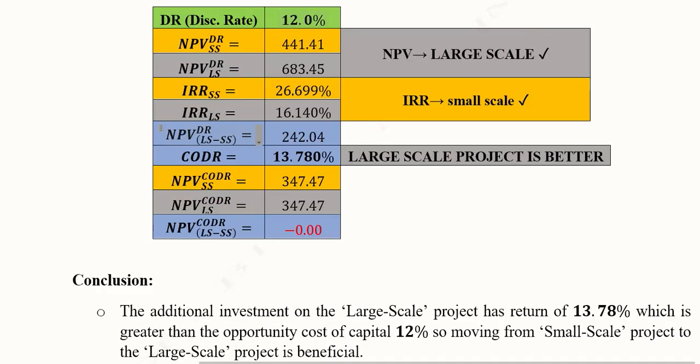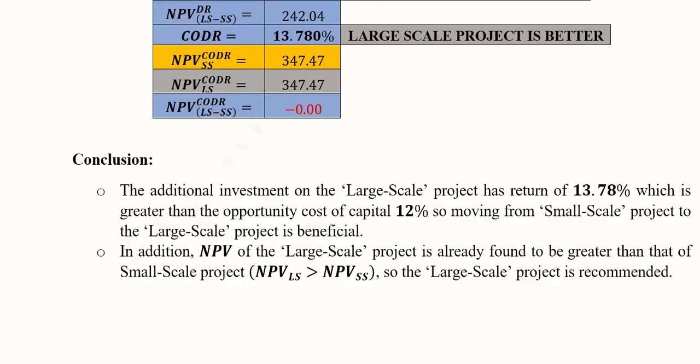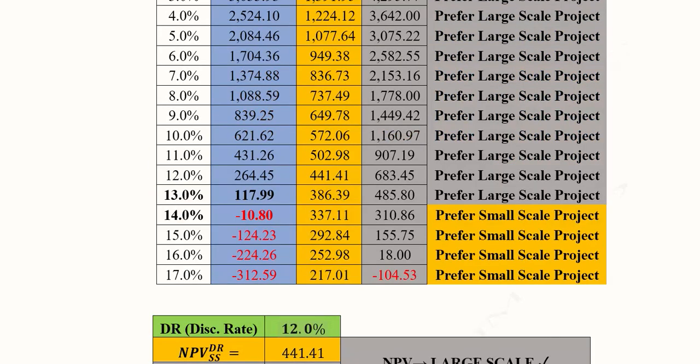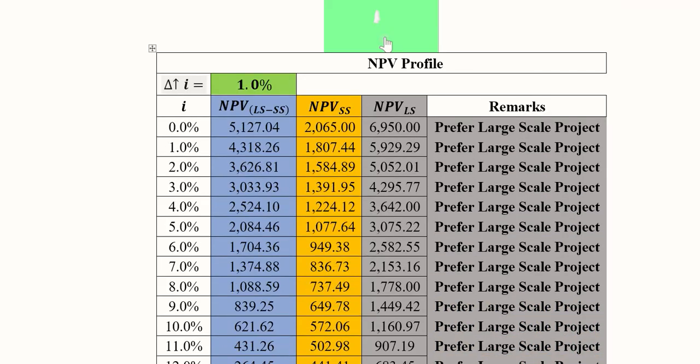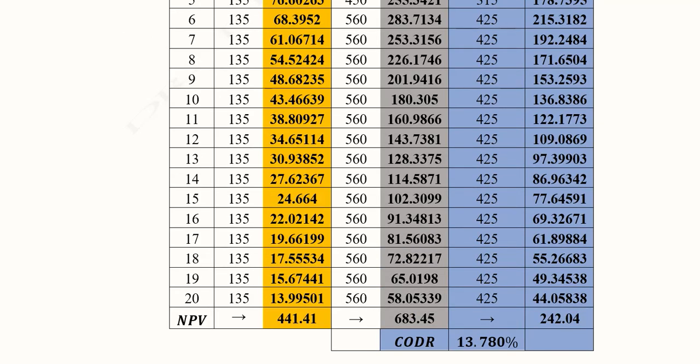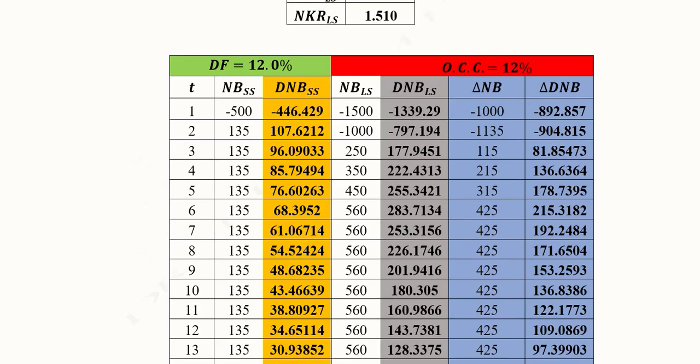So this was the finding, this was the conclusion, this was the comparison of all the results, and this was the NPV profile, and we were able to find out the crossover discount rate by making this table. And then we had the crossover discount rate. We also had the NPVs of the small scale project, large scale project, and more specifically the difference of the two, that is differential net benefits.